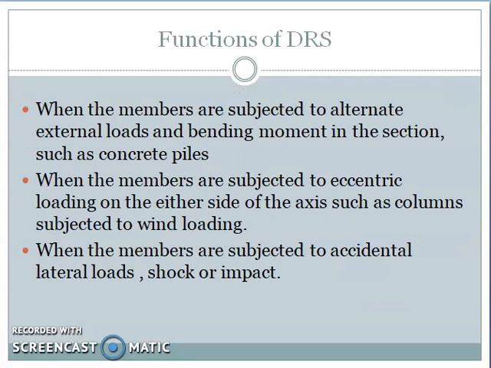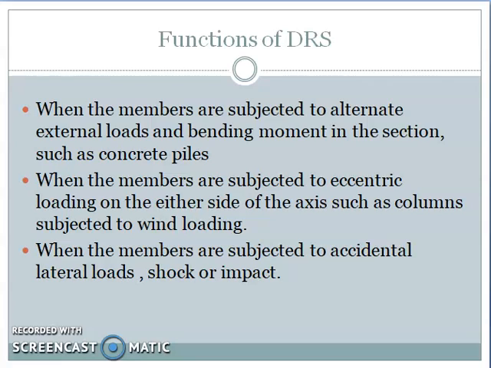Okay. Now what are the functions of DRS? When the members are subjected to alternate external loads and bending moment in the section, we have to provide a doubly reinforced section, such as concrete piles. You will not understand right now why I have given the example of concrete piles, but as you study the design concepts, you will get this. So basically, when any structure has external loads and bending moment in the section, usually you have to go for a doubly reinforced section.